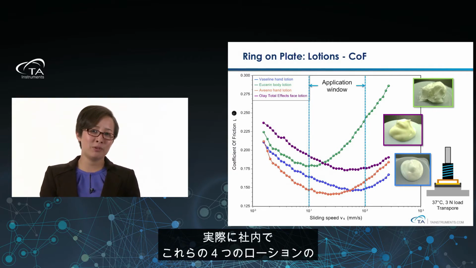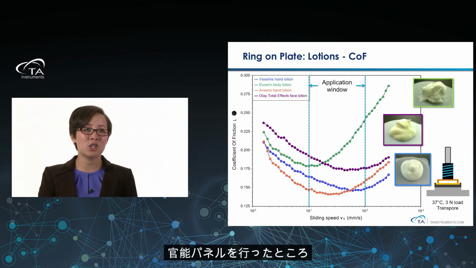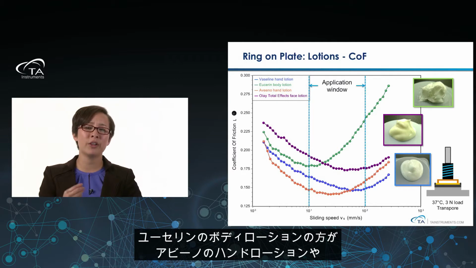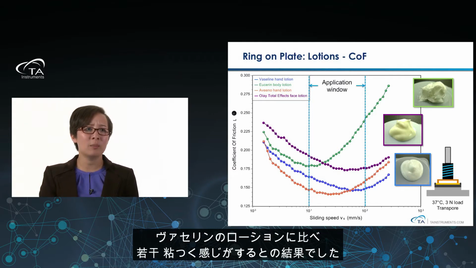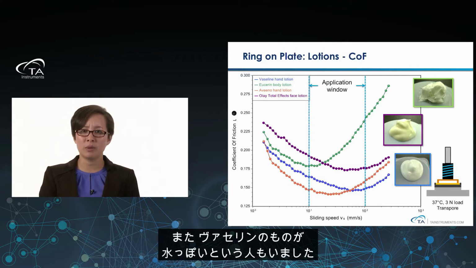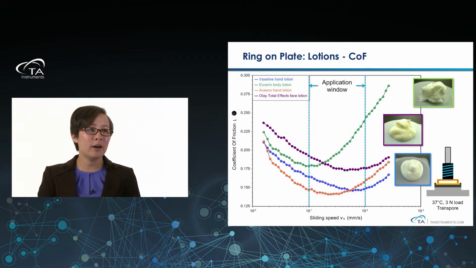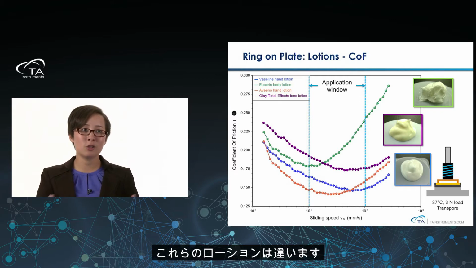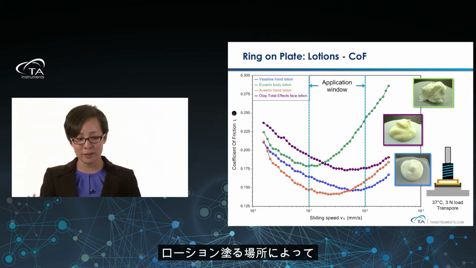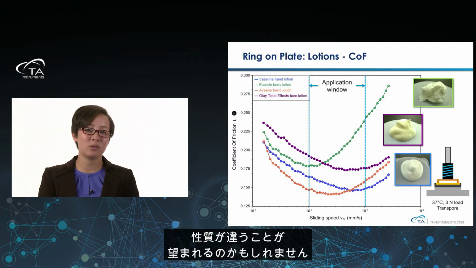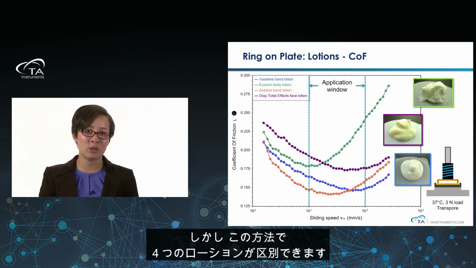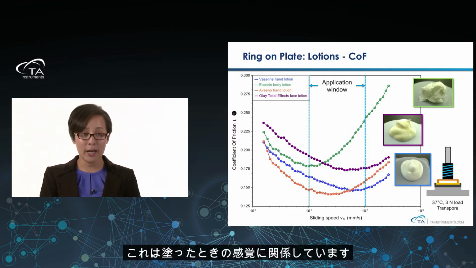And then we actually did perform a sensory panel in-house with these 4 lotions, and it was in fact determined that the Eucerin body lotion felt a little thicker and greasier compared to the Aveeno hand lotion or the Vaseline lotions, which some people said felt a little bit more watery. But they're different kinds of lotions, one's for body, one for hands, so depending on the area of the body, you might want different properties of your lotions. But it is a way to distinguish between these 4 different lotions, and it does relate to how people are perceiving it when they're applying it.